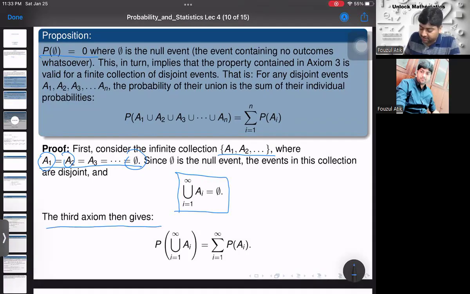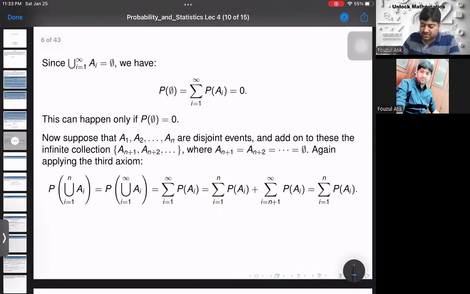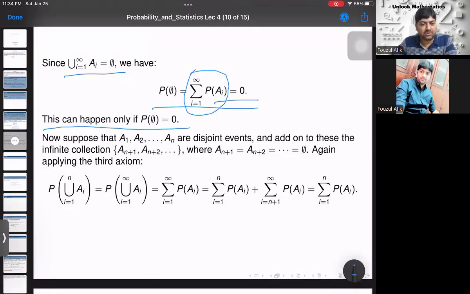And axiom 3 gives you, because you know axiom 3 is for infinite collections of events, so if you apply axiom 3, you will be getting this. So this is the sum of this. Now, since the union of Ai, i equal to 1 to infinity, equals phi, therefore P(phi) equals their sum, and that is equal to 0. And basically we get the sum of the probabilities of Ai, where each of the Ai is a null event. So even if you take their infinite sum, it is going to be 0. So that thing, let us keep in our mind. And this can only happen if I have P(phi) equal to 0.